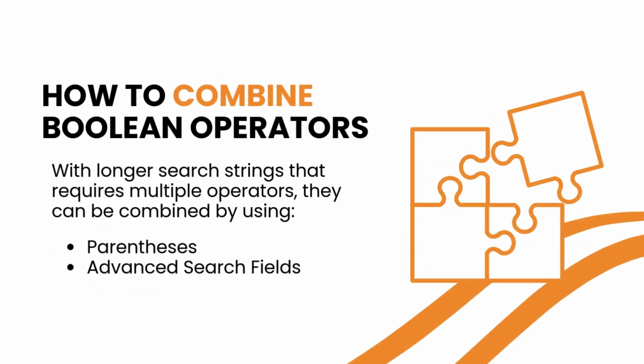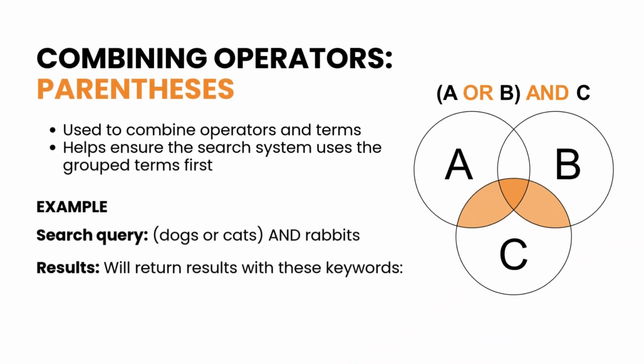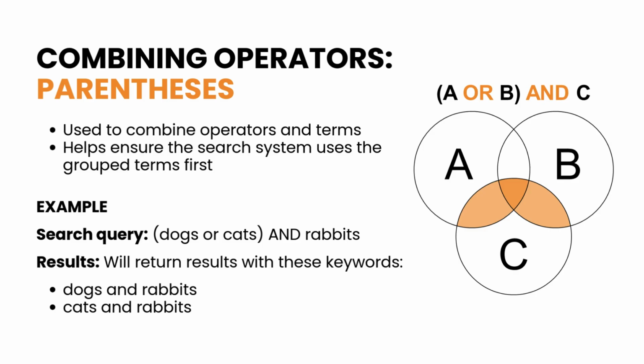With longer search strings, you may need to combine Boolean search operators. You can do this by either using parentheses, advanced search fields, or both. Parentheses are used in searches to group words and operators, so the search knows which part to process first. The terms inside the parentheses are handled together before anything else. This is helpful when trying to combine multiple operators in the same search, and keeps the search organized.